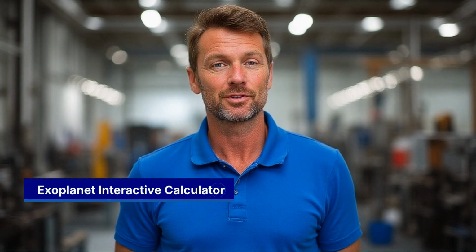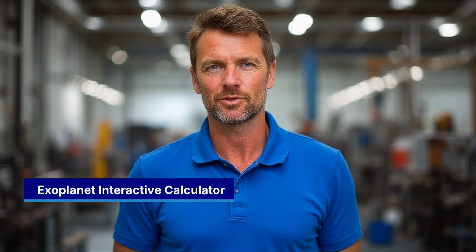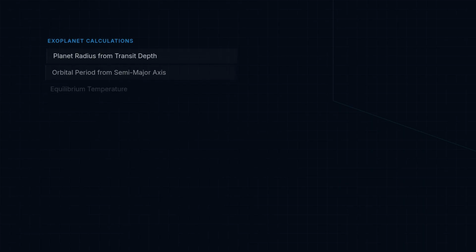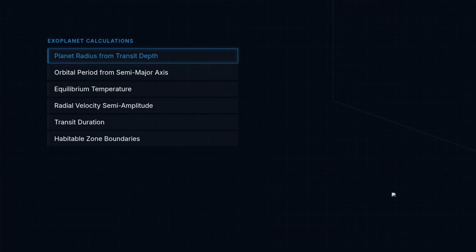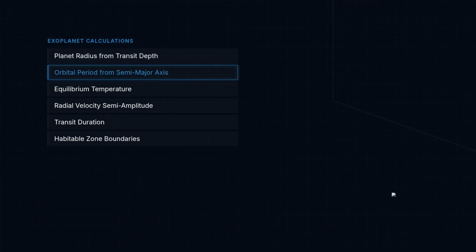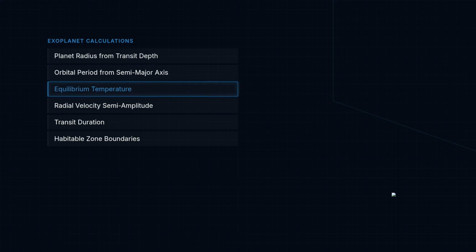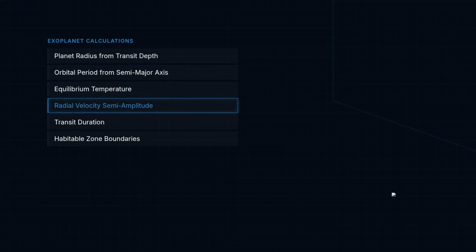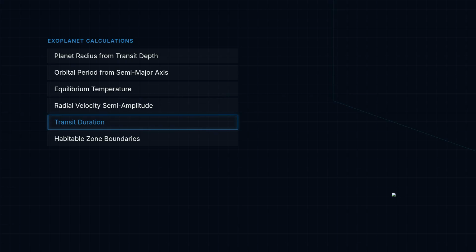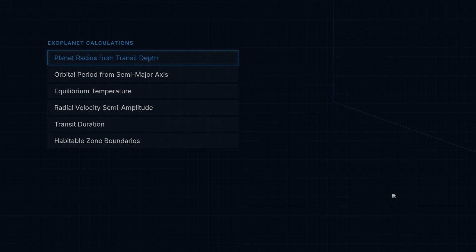The Exoplanet Interactive Calculator determines key physical properties of planets outside our solar system using observational data. First, select your calculation mode from the drop-down menu. Options include planet radius from transit depth, orbital period from semi-major axis, equilibrium temperature, radial velocity semi-amplitude, transit duration, and habitable zone boundaries. For this demonstration, I'm using planet radius from transit depth.